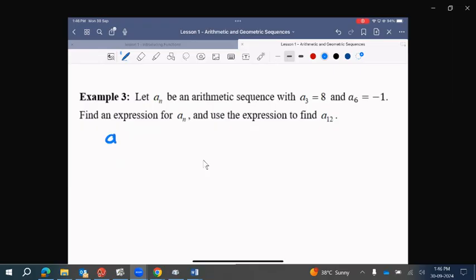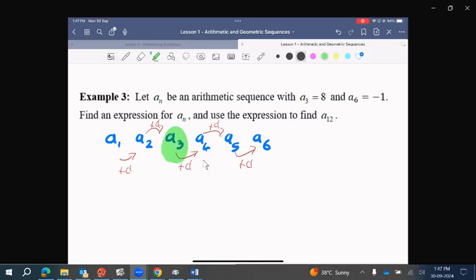If you imagine the sequence, we've got A1, A2, A3, A4, A5, and A6. To move between these, we add D. We keep adding our D, plus D, plus D, all the way up. We are given this value here. We're told that this value is equal to 8, and we are told that this value up here is equal to -1.